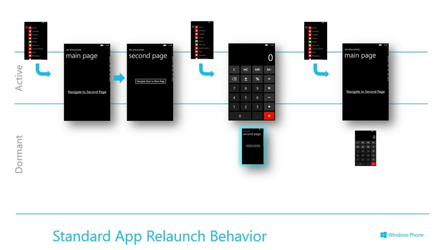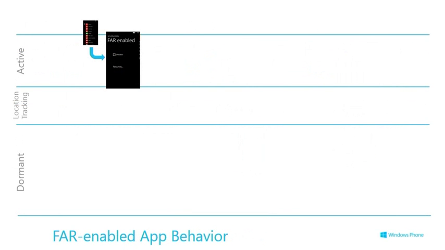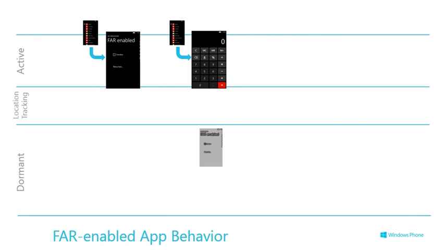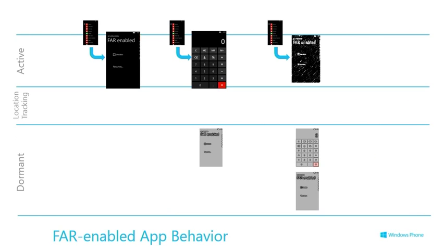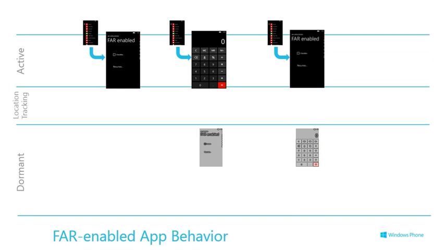Then we start the calculator, and we get dormant, and then we start our app again. You get a whole new instance. Our old instance is deleted, and our new instance is created. But with fast application resume, our app has been dormant, and now we're going to try and launch that app all over, and instead of a new one being created, our old one gets reactivated. So that's what it's all about.